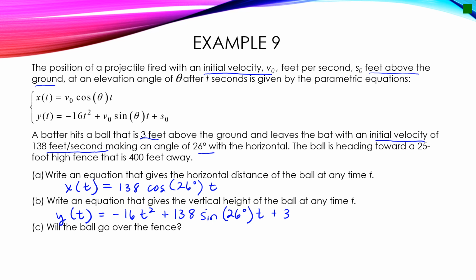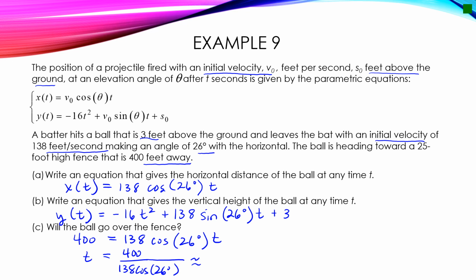And the question is, will the ball go over the fence? Well, the fence is 400 feet away, and that is a horizontal distance. So I'm going to set my x of t equal to 400 and solve for t. When I put all of that into my calculator, what I'm putting in is t equals 400 divided by 138 times the cosine of 26 degrees. And I get 3.22 seconds.